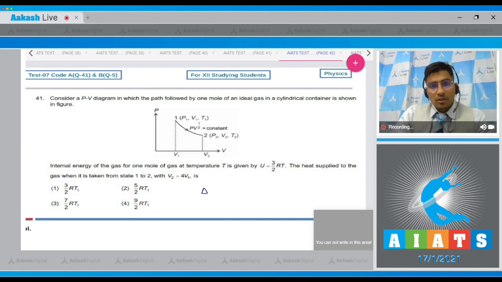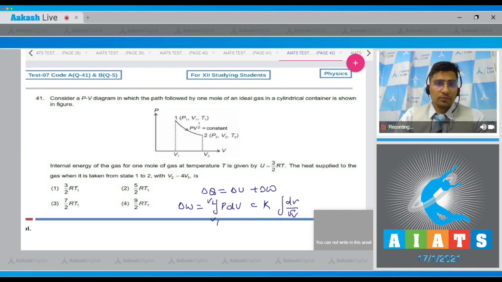Dear student, delta Q is equal to delta U plus delta W, that is the first law of thermodynamics. Delta W can be calculated as the integral of P dV from V1 to V2, that is K dV by root V. Now on solving this we get a value 2P1 by root V1 into (2 root V1 minus root V1), which means 2P1V1, and this is equal to 2RT1 as n is 1.